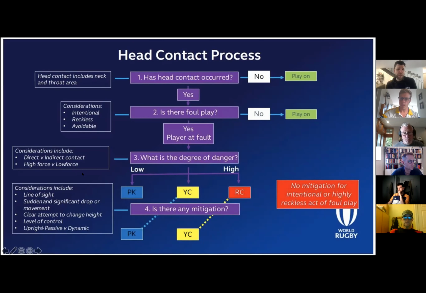So I think maybe that's where foul play may come into play at a community level, where you look at something and go, that's an accidental head clash. We can play on from that. It's just an unfortunate accident. There are those situations in the game, and it's worthwhile being aware of that as well.